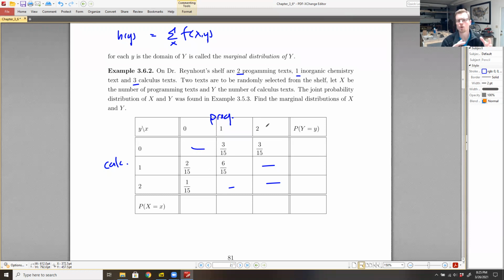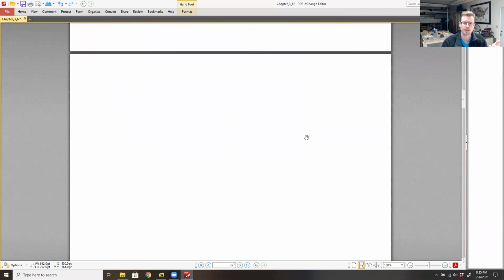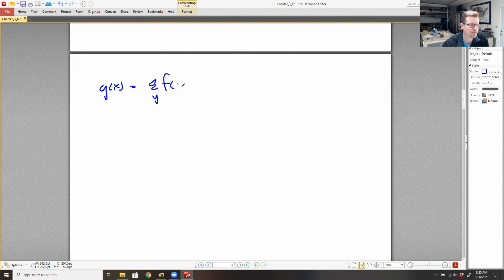And we know from our previous example that we can find these marginal distributions just by adding up the rows and adding up the columns. But what I'd like to do is focus on what it looks like from the definition, summing over all x values or summing over all y values. So let's do g of x first. g of x is the sum over all y values of f of x comma y. So what does that look like?